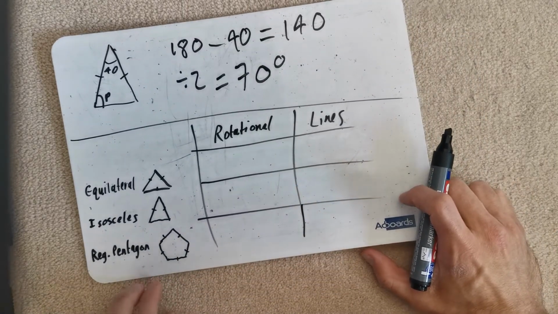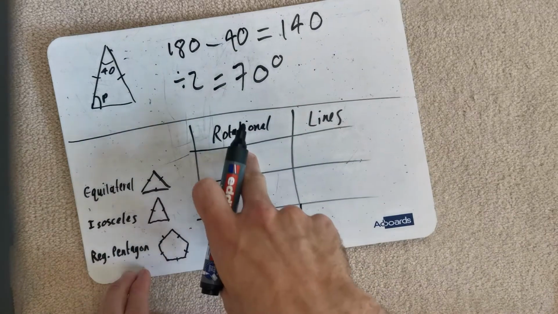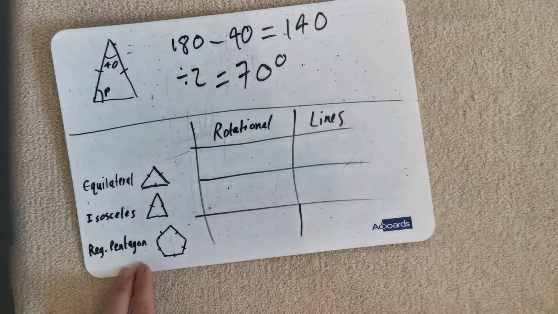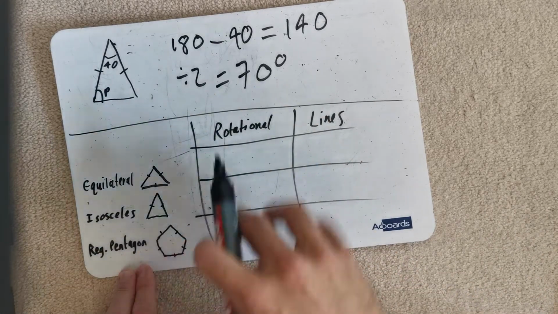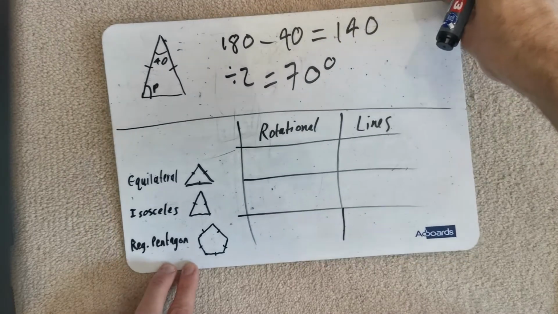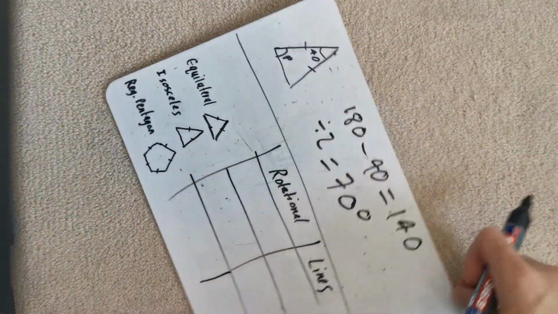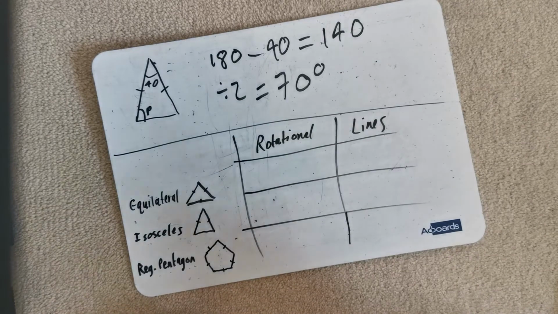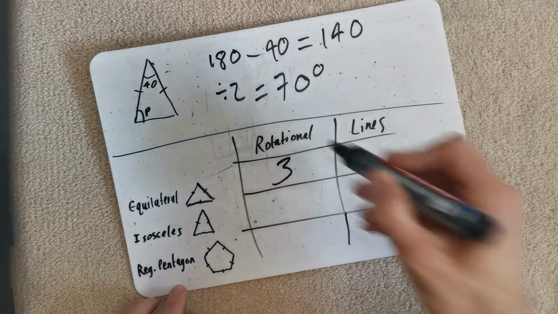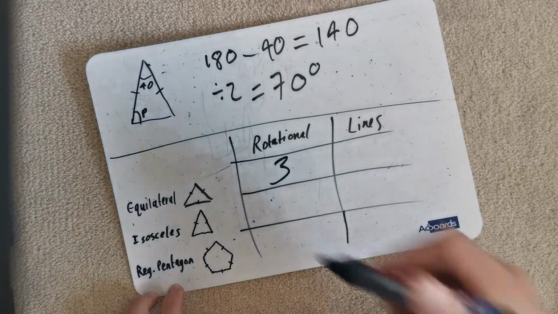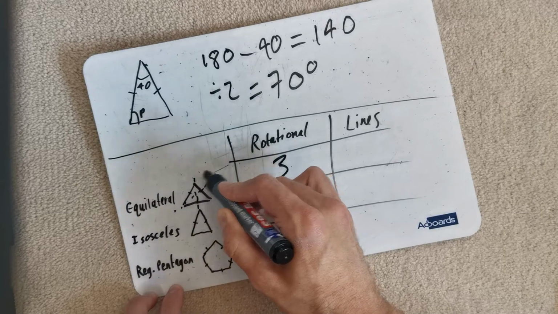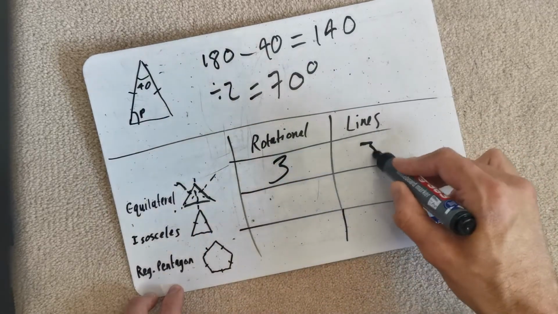What we got here? So we're trying to find the rotational symmetry and the line symmetry for these shapes. Equilateral triangle, rotational symmetry. If you keep rotating the equilateral triangle, there's going to be two more occasions where it looks exactly the same. So if there are 3 total occasions where it looks exactly the same, it's going to have an order of 3 for rotational symmetry. Line symmetry, you're going to get 1 down the middle there, 1 down the middle there, 1 down the middle there. So that's going to be 3 as well.